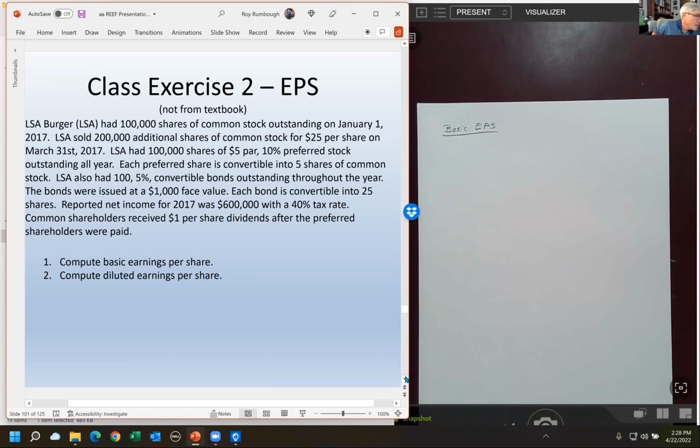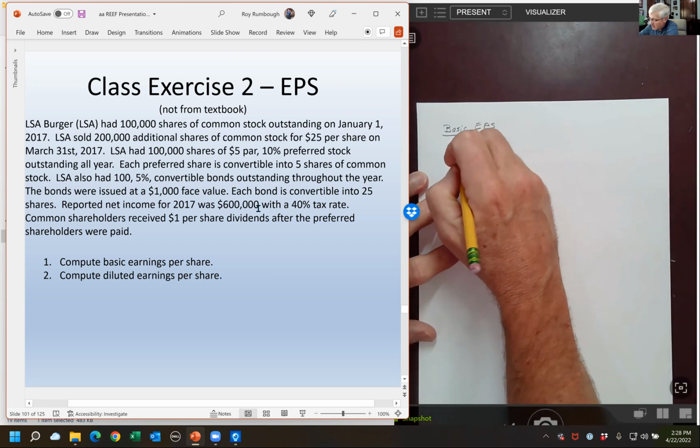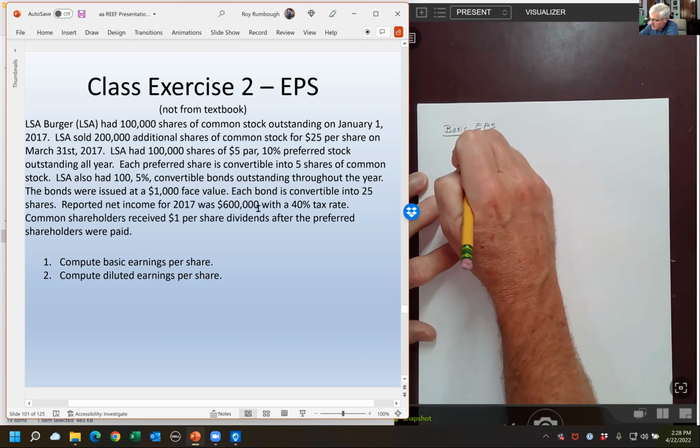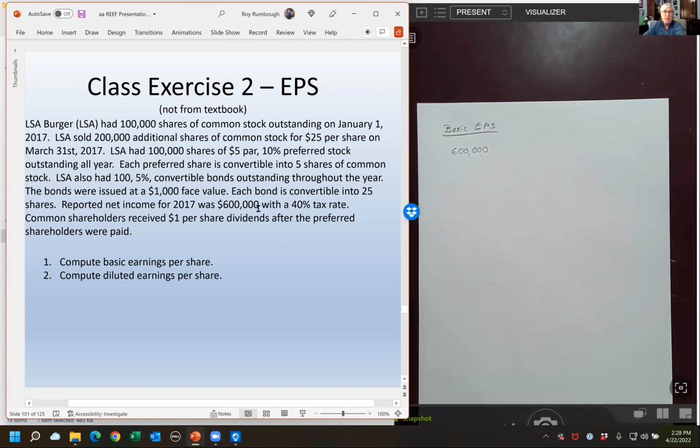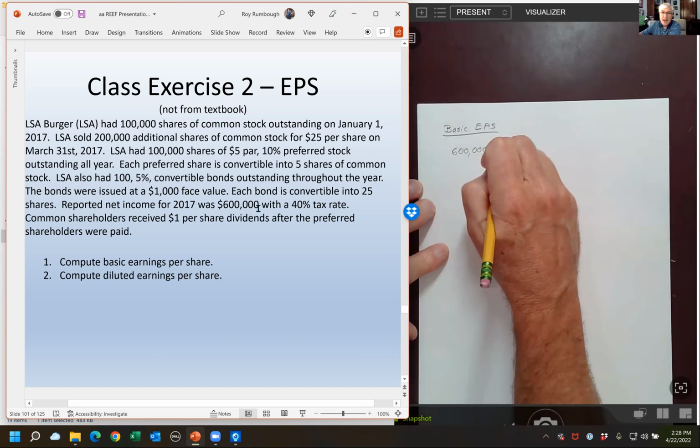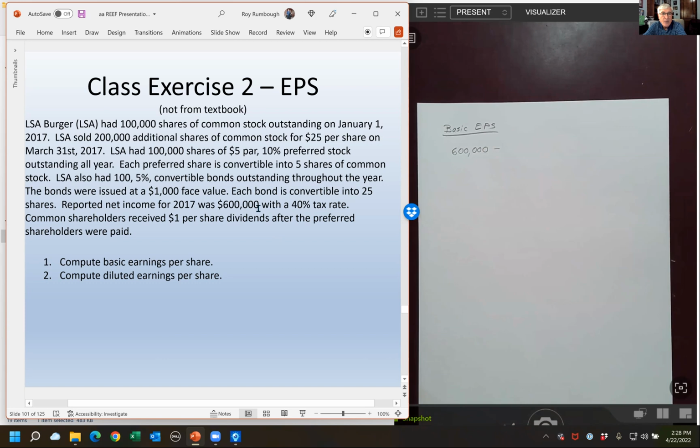Let me sharpen my pencil here. All right, let's see. We'll start with the net income. There's a lot of information here. At 100,000 shares. Reported net income for 2017 is 600,000. So we're going to start right here on our numerator, 600,000. And we're going to subtract any preferred dividends if we have any.